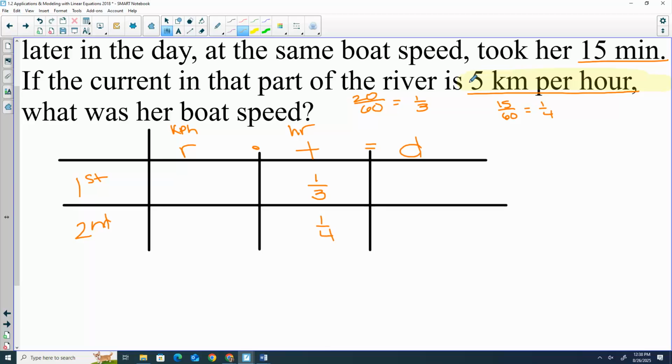So do we know how fast she was trying to go? No. Let's call that x. But the river slowed us down by 5. So what speed did we end up going? x minus 5. But now when we turn around and come back, the river is pushing us forward. So we end up going faster. So we're again trying to go x, but we end up going faster than that. So it would be x plus 5. Alright, so I can multiply my distances.